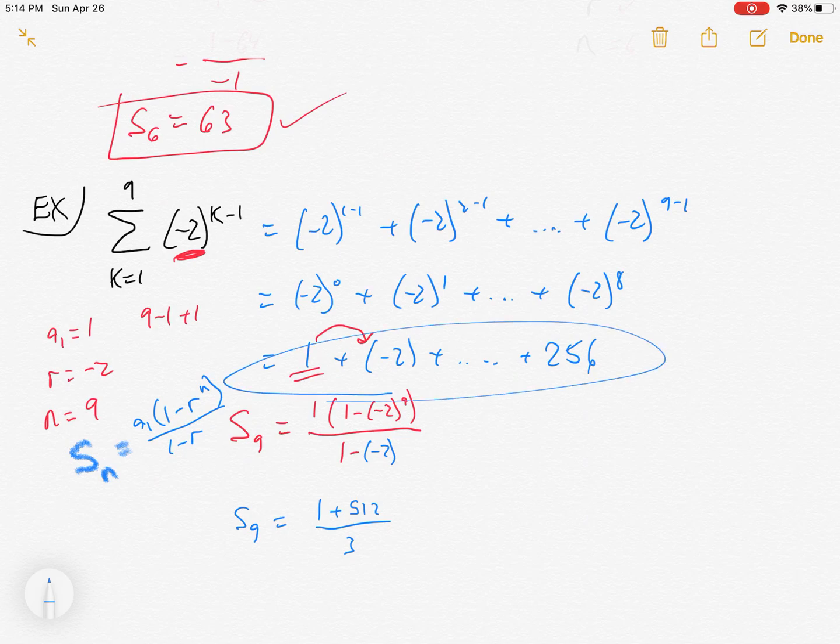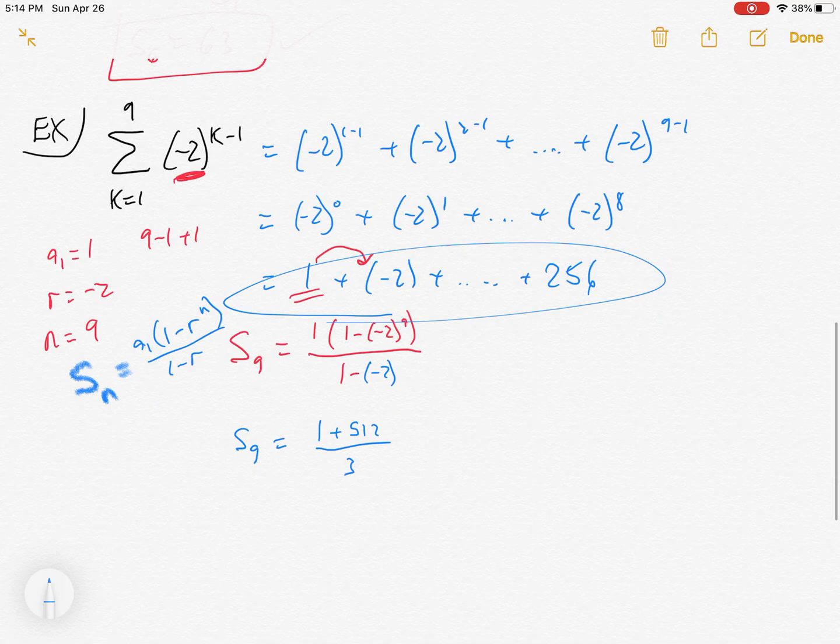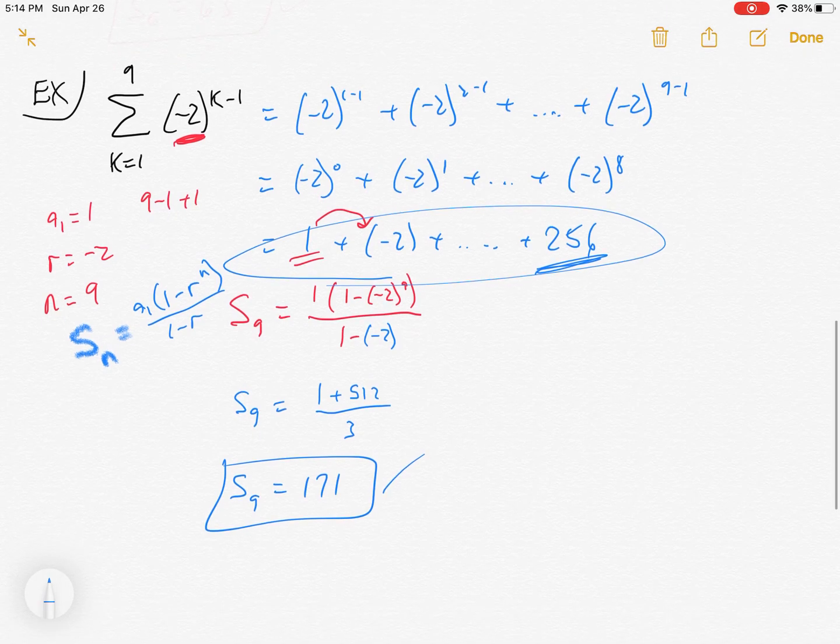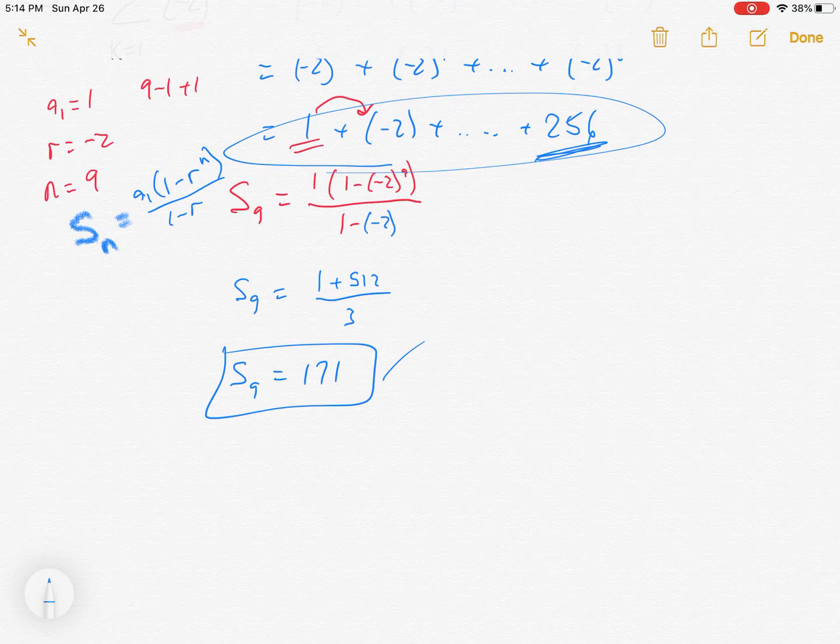Okay. So in other words, we get 1, that's going to be a plus 512 over 3. So 513 over 3, is this going to be a fraction? It better not, right? Look at these numbers. They're never fractions. So that's kind of a nice thing. If you get a fraction, you know something's wrong. And I get 171, which makes sense.